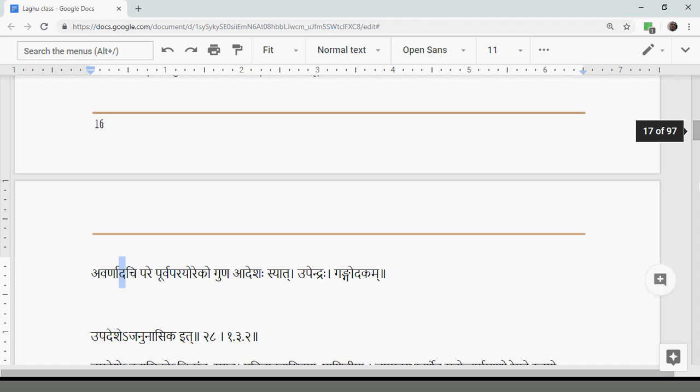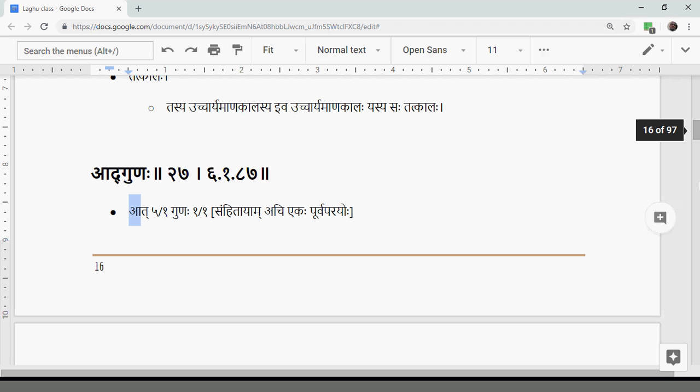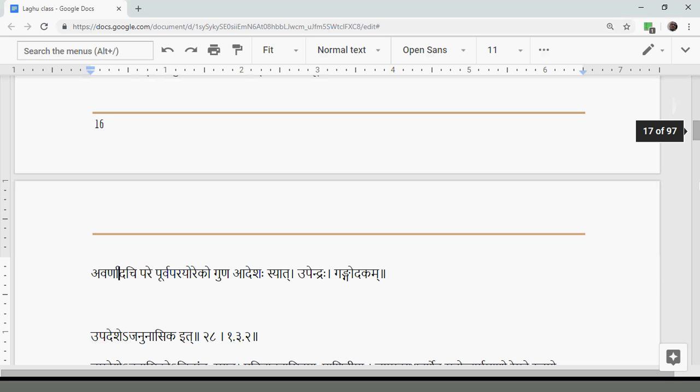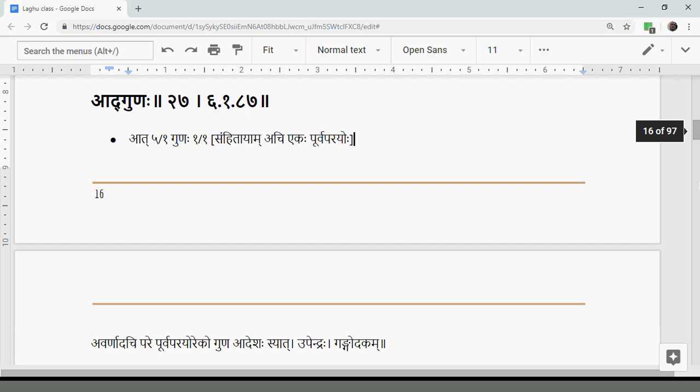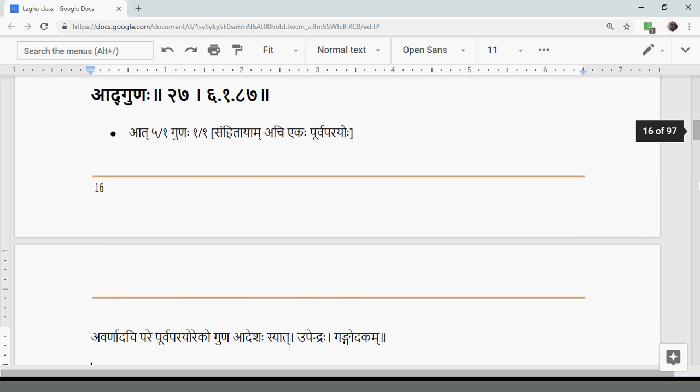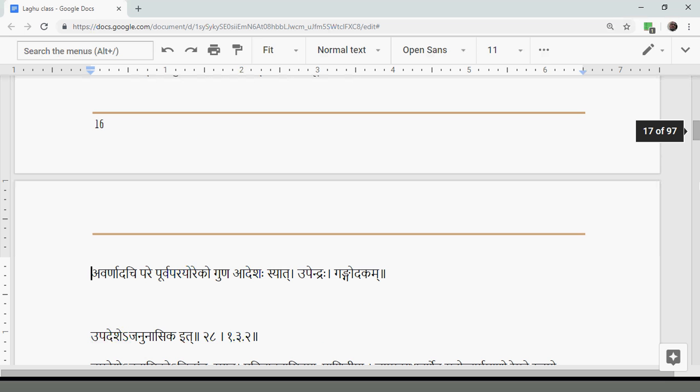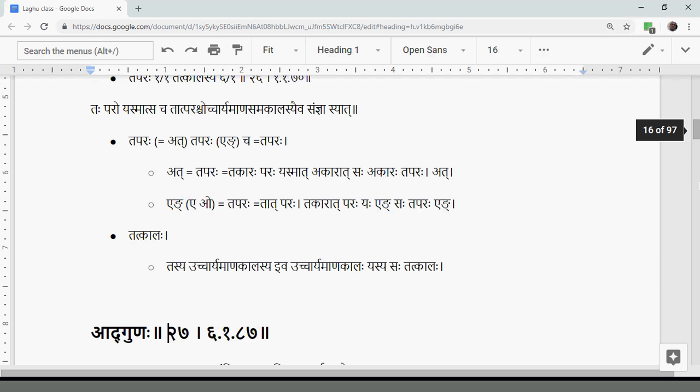This achi, avarnat. How avarnat? Because a does not have taparakarnam. Therefore, a will stand for all its varieties, meaning avarna. Avarnat achipare, when a vowel follows an avarna, then what? Gunaha adeshasyat. But what? Purva parayoho ekaha. How do you get purva parayoho ekaha? By this sutra, purva parayoho ekaha walks in as an anuvritti. Avarnad achipare purva parayoho ekaha gunaha adeshaha syat. This is the vritti, and this vritti we get.